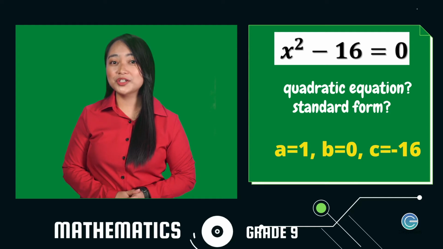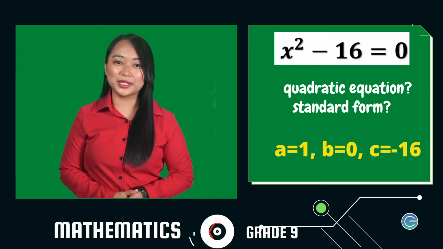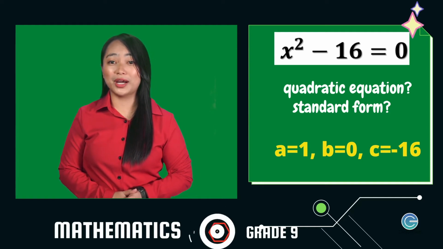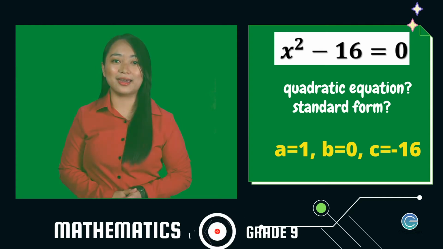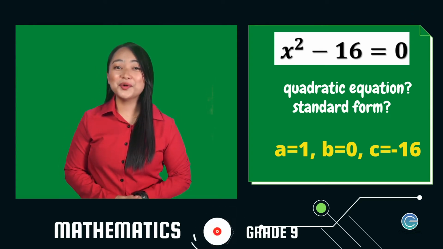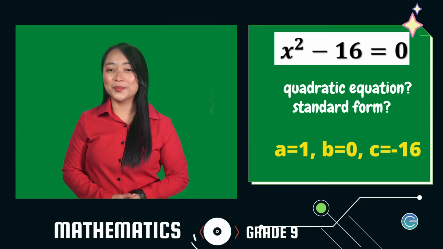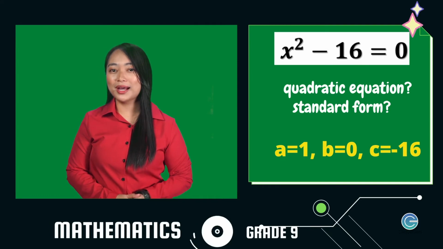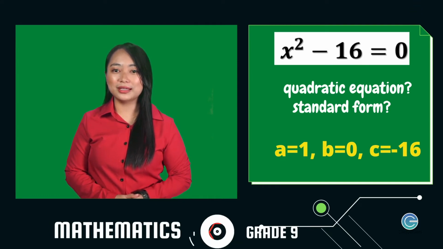Obviously, the equation is in the second degree. Is it written in standard form? If your answer is yes, then you are correct again. However, you may be wondering why it is only composed of two terms. Going back to our definition, b and c can be 0, but a should not be 0.